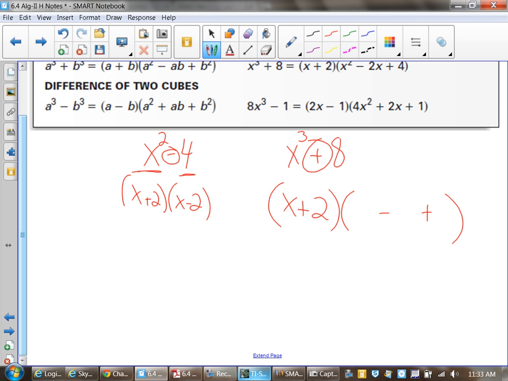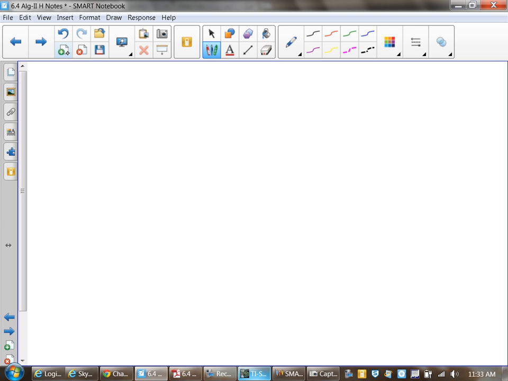Now, in order to figure out the next three terms, all you have to do is, well, what's x squared? What's 2 squared? 4. What's 2 times x? 2x. And that would be your term. That's your answer. Okay? Same exact idea if I have x cubed minus 64. Cube root of 64 is 4.